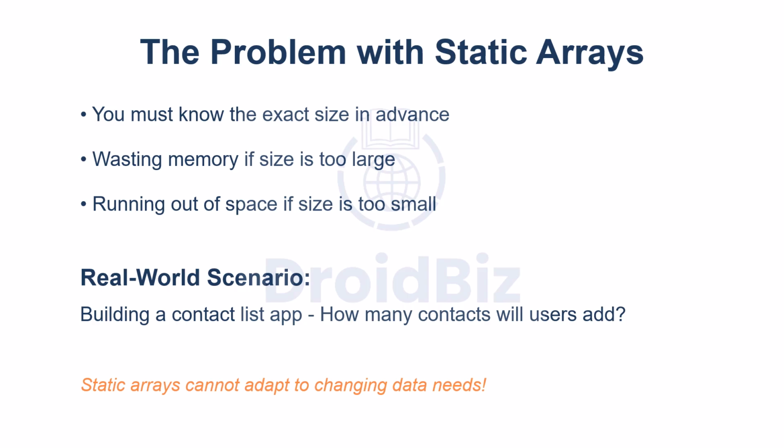Imagine you are building a contact list application. How many contacts will your users add? Some users might add only 10 contacts, while others might add 500 or even 1,000 contacts. With static arrays, you would have to guess this number in advance, which is nearly impossible. This is the key limitation. Static arrays cannot adapt to changing data needs. This is exactly why dynamic arrays were created, and we'll see how they solve this problem next.